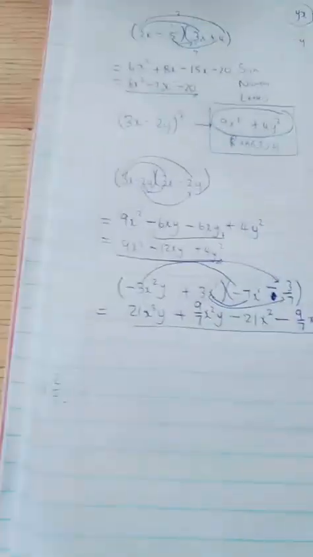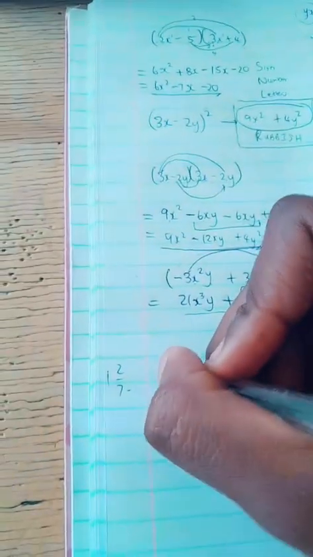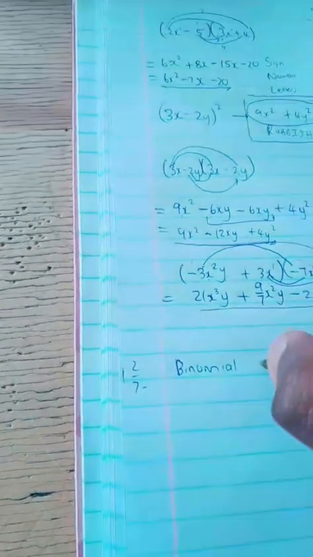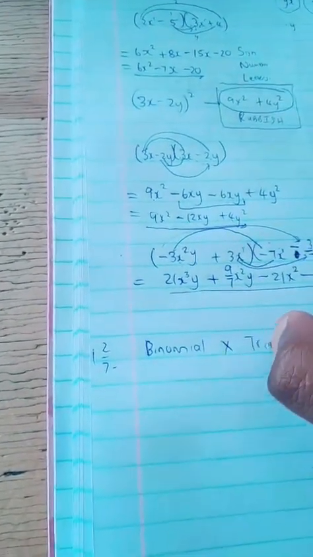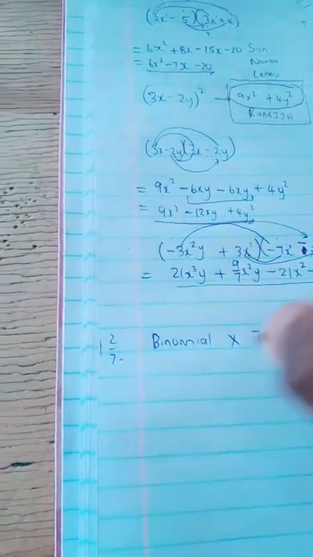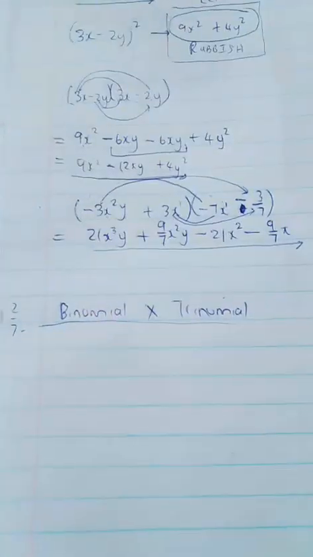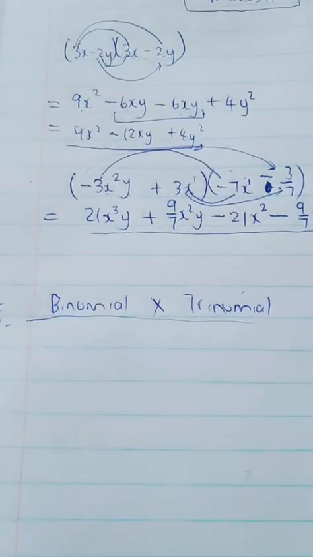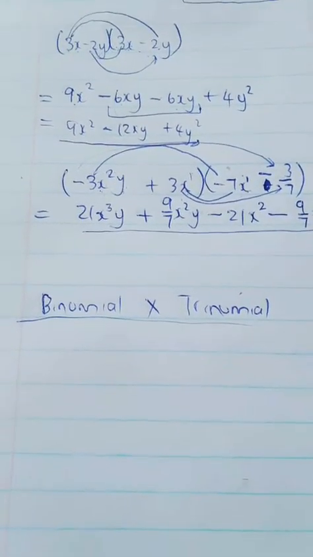All right, so that's that example. Lastly, now we are going to look at a binomial multiplied by a trinomial. I'm going to look at two examples where that is concerned, and then I will end the live. We are doing grade 11, term 1, guys.